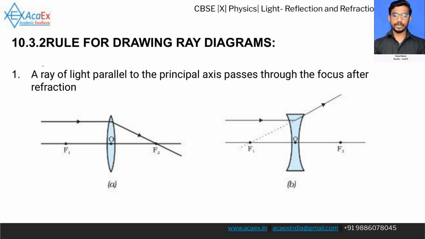Rule 1 for drawing ray diagrams for lenses. A ray of light that is parallel to the principal axis, after refraction through the lens, passes through the principal focus for a convex lens, or appears to diverge from the principal focus for a concave lens.